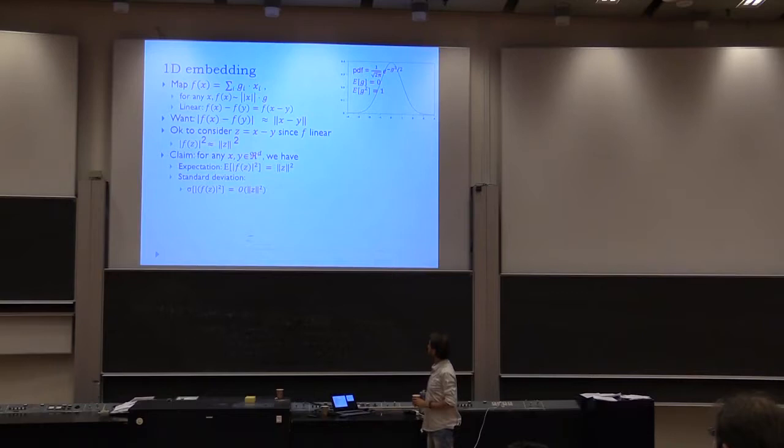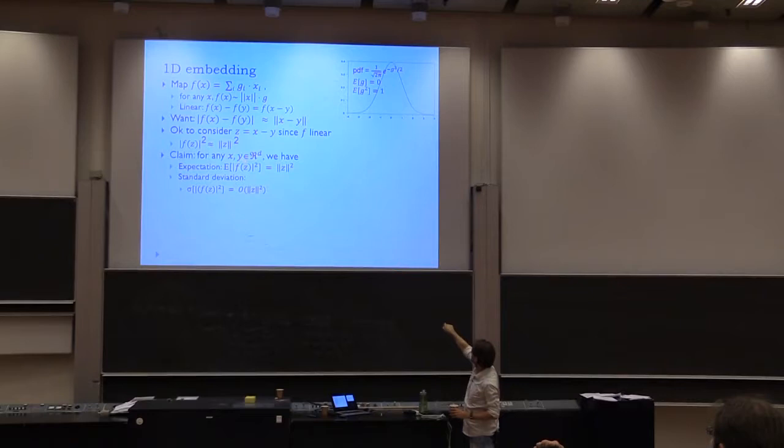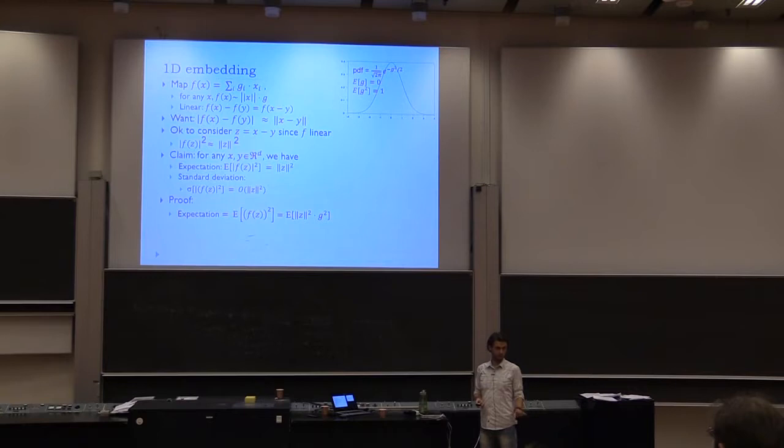And now, here is a claim, and it really follows very simply, that for any x and y, if z is equal to x minus y, then first of all, the expectation of this is right, and the standard deviation will be small, proportional to the expectation. So this will prove that this holds up to constant approximation with constant probability. And the proofs are really simple and just follow from Gaussian distribution properties.